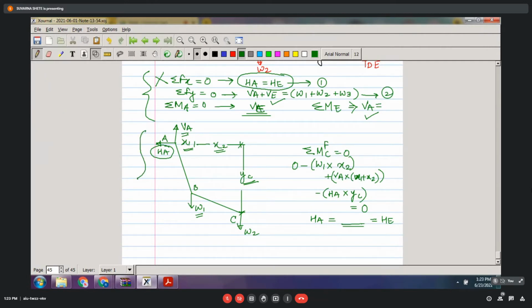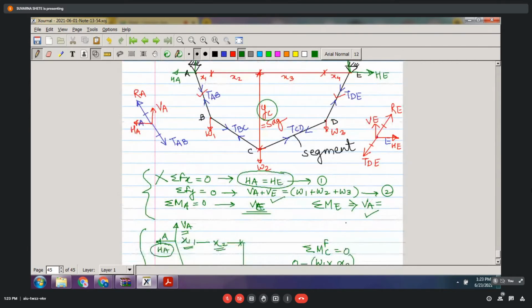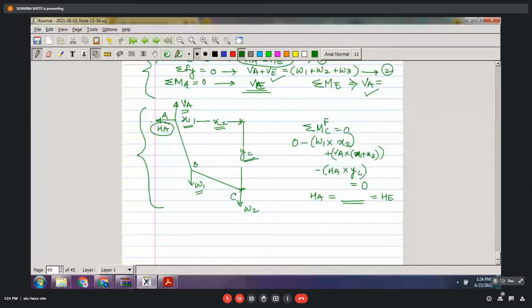For this purpose, YC is given in the problem. So even if it is an indeterminate structure as a whole, because when for the entire structure I am applying conditions of equilibrium, I am not able to find out horizontal components at both the hinges. But when I isolate some part from my parent truss, by using this value of sag, I am able to find out that horizontal component of reaction. Is it clear? Yes, ma'am.